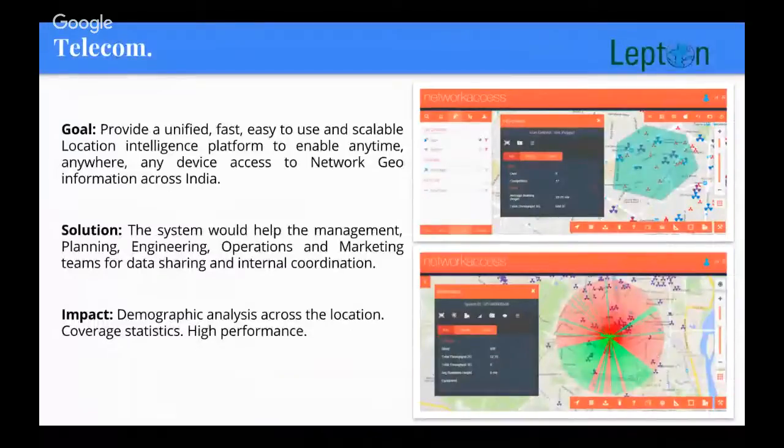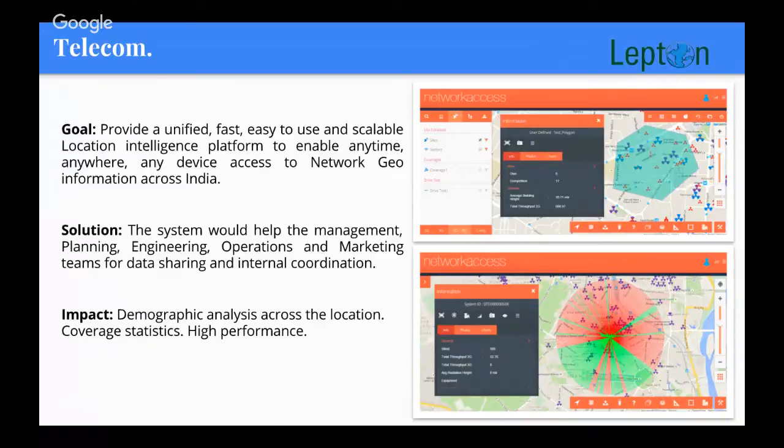I'm moving to another slide where, from now on, I'll be sharing certain use cases. The first use case is of one of the largest telecom service providers. They have more than 200 million subscribers across India. They wanted a unified location intelligence platform where they could see data and multiple parameters from different circles on a single unified system.